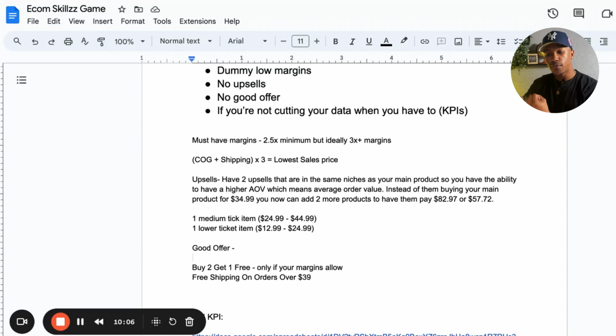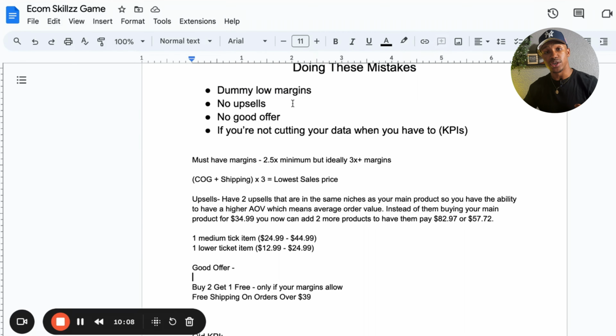These are like the key takeaways. These are big. You got to have good profit margins, and you got to have ways and techniques to get people to buy more, to have a bigger average order value. The main thing that you're probably hearing me say is getting your average order value up. You do that with upsells, you do that with a good offer, and then you're able to actually sustain yourself. Okay, so those are the biggest three things: good margins, upsells, and a good offer.